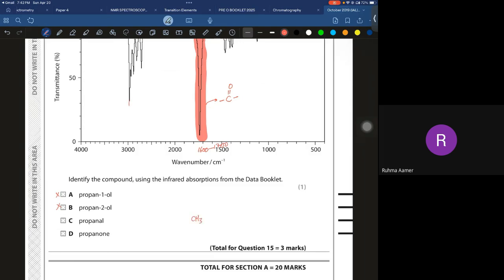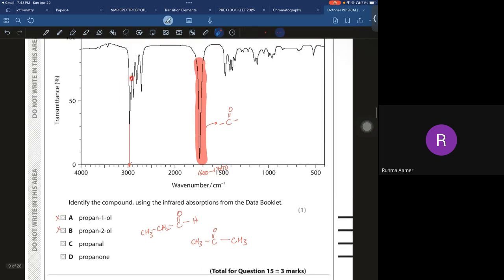You know this peak? What does this peak suggest? Can you match it with the data booklet? Sorry, the alkane. Propanol is this. Propanol is this, and propanol is this. Can you see the data booklet and see this peak? Is it a CH bond?